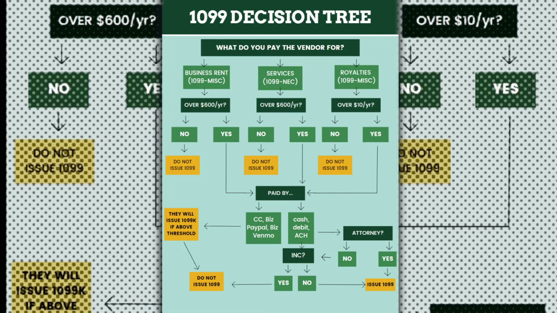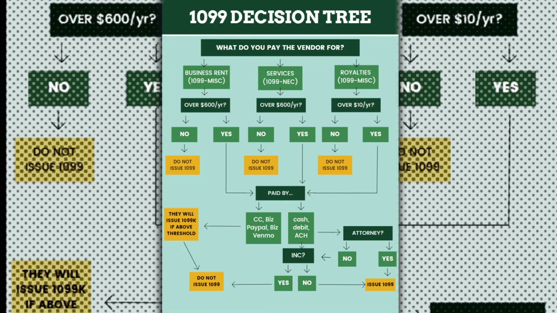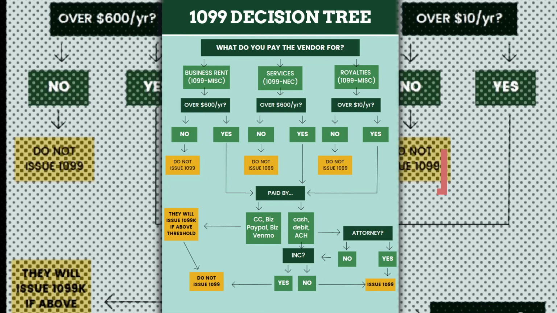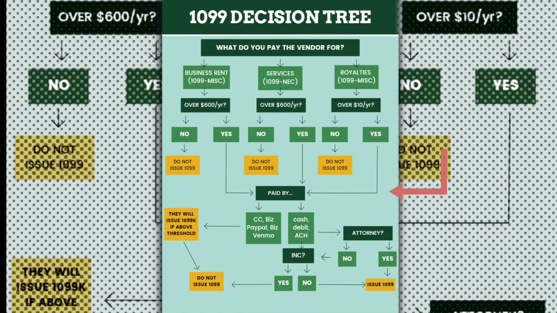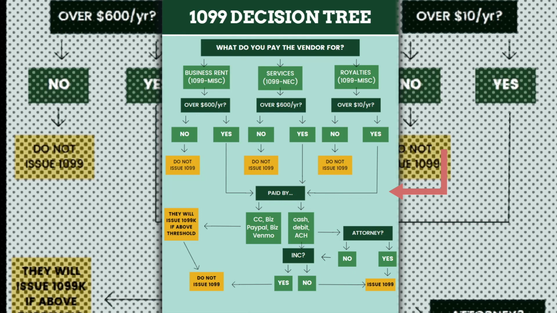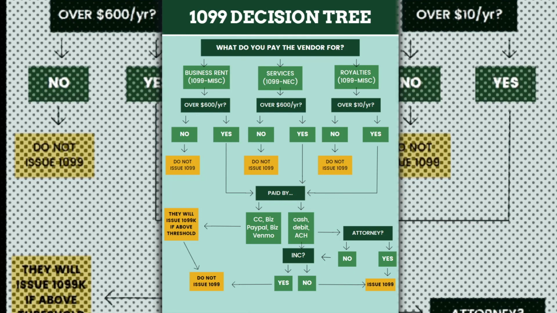Okay, but just because it's over 600 does not mean you need to send them a 1099. The next question is, how did you pay it? And this is, I won't call it a loophole, but this is the reason that a lot of people may not have to send 1099s, and sometimes we oversend 1099s when we don't need to.